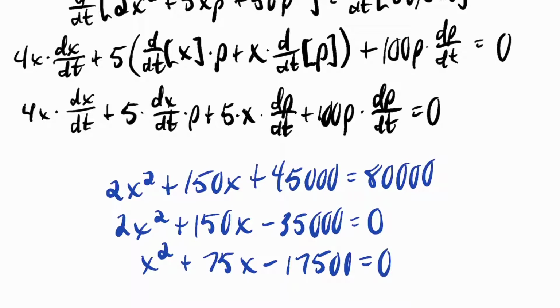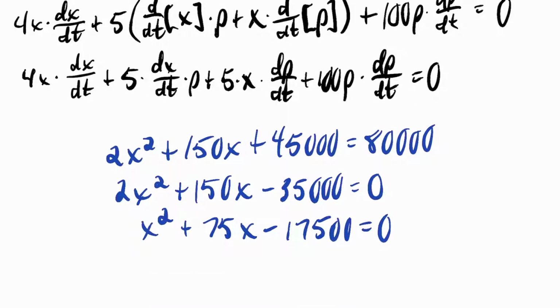Okay? Now, it probably is not obvious at all how this factors, but it does factor in a relatively easy way. You might notice this 75 here. That's your clue basically. So I think I did this right. Hopefully it's correct. So this factors as x plus 175 times x minus 100.